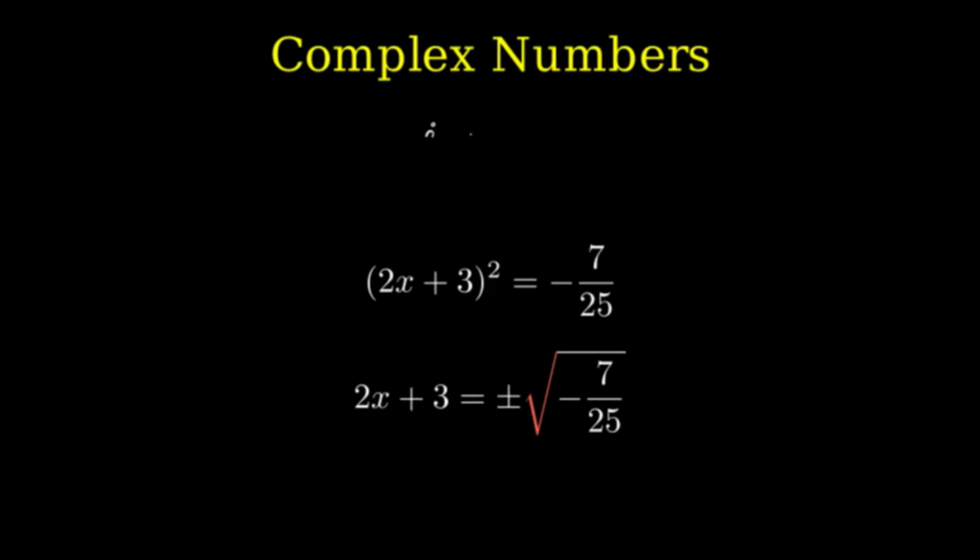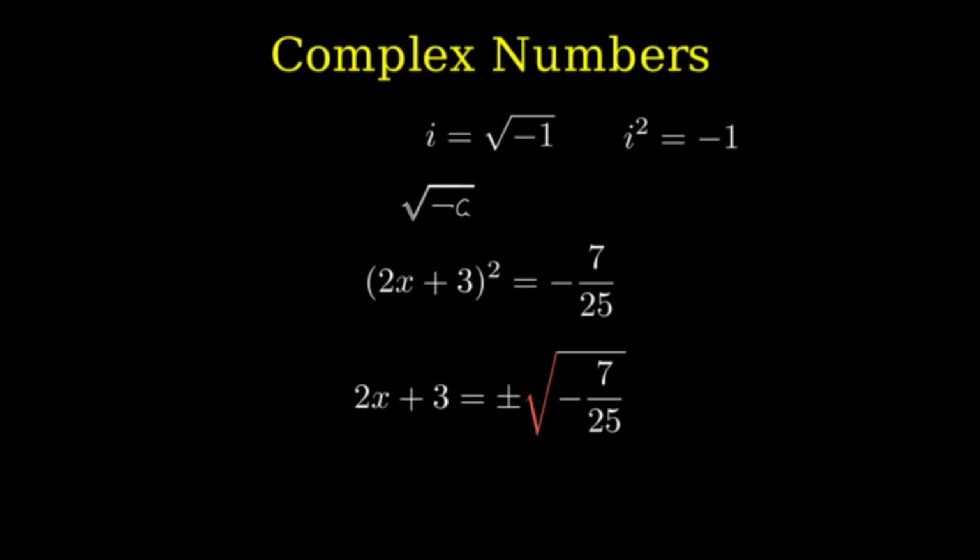The foundation of complex numbers is the imaginary unit i, which is defined as the square root of negative 1. This is a new type of number that doesn't exist on the real number line, but allows us to express the square roots of negative numbers. From this definition, we can see that i squared equals negative 1. This is the fundamental property that makes complex numbers work. It gives us a way to represent and work with quantities that couldn't be expressed in the real number system.